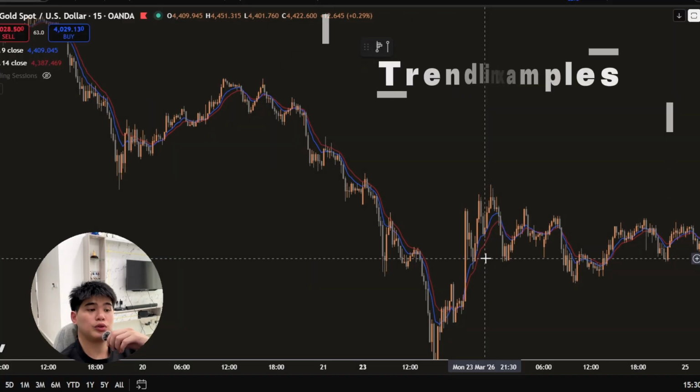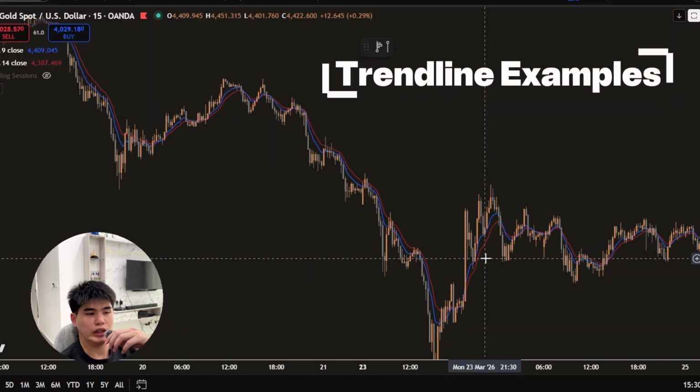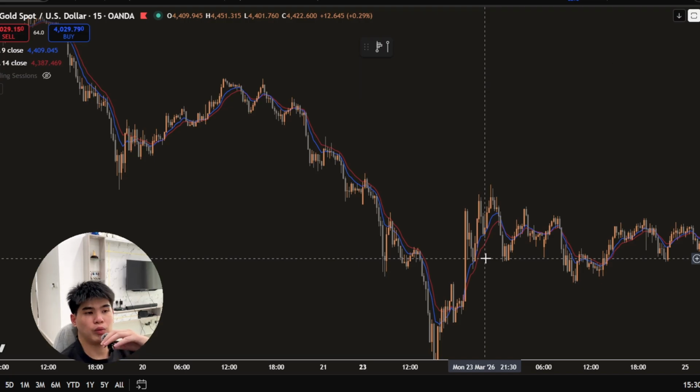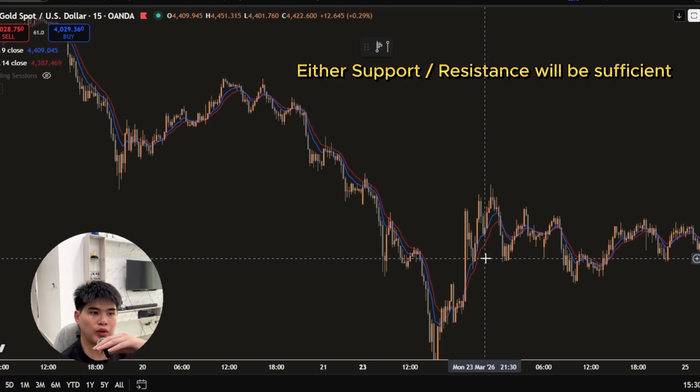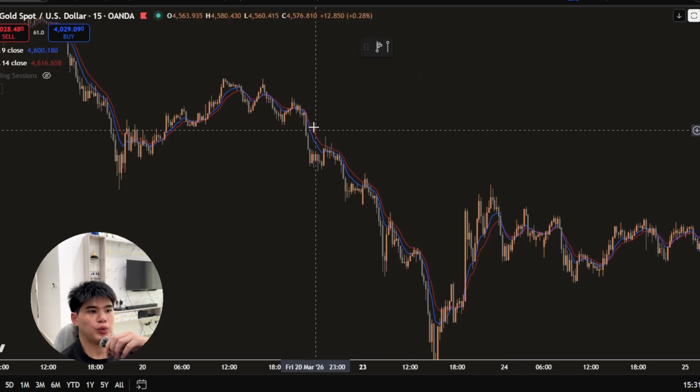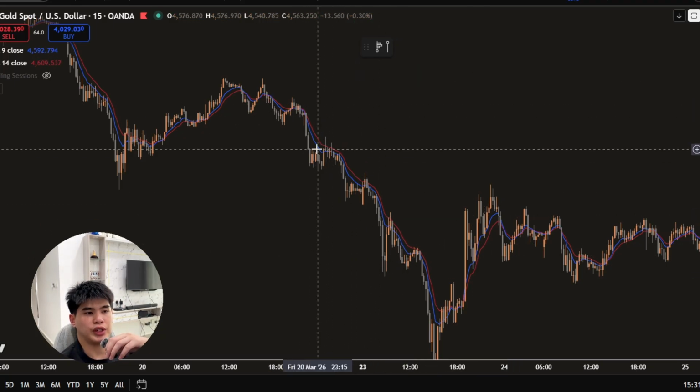So one thing I want you to take note of is, even though I said that both lines have to be identical, sometimes you won't be able to draw both lines. Why is that so? Because even though the market structure continues creating new higher highs or higher lows, it doesn't go with the same volume. So if you can draw either one of the lines, be it support or resistance, that is good enough.